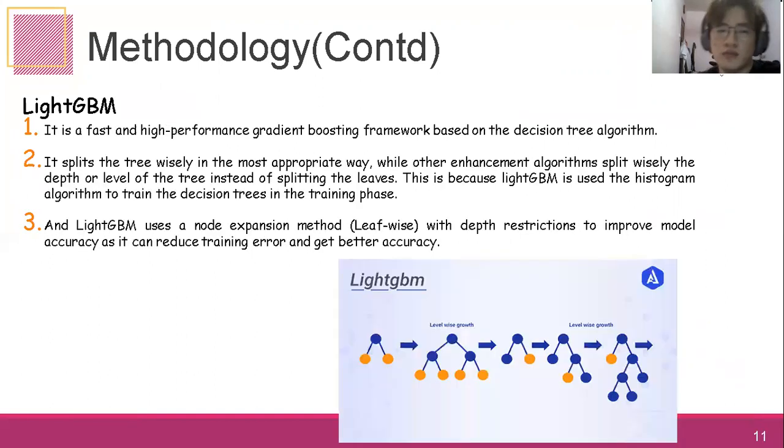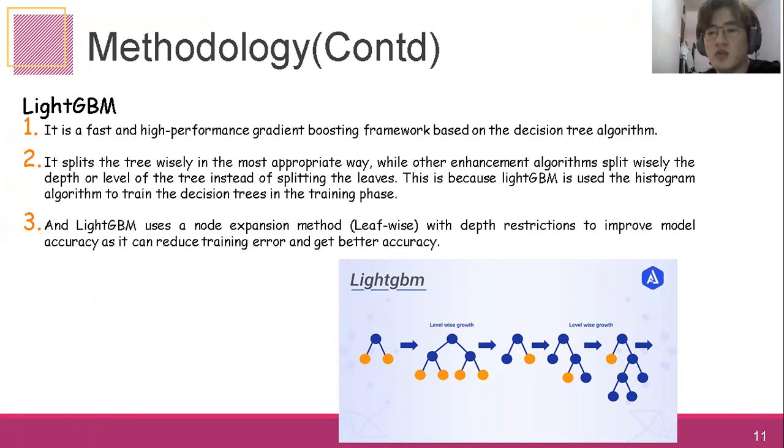Okay, so next will be the last model for us. This is LightGBM. LightGBM is a fast and high performance gradient boosting framework based on the decision tree algorithm. It splits the tree leaf-wise in the most appropriate way, while other boosting algorithms split level-wise by the depth or level of the tree instead of splitting the leaves.